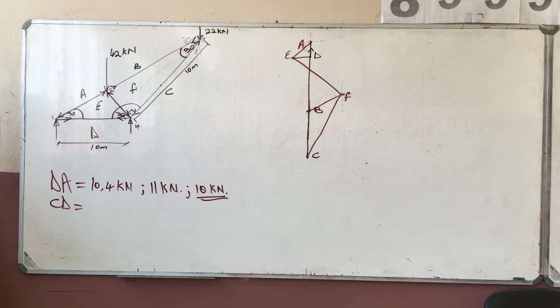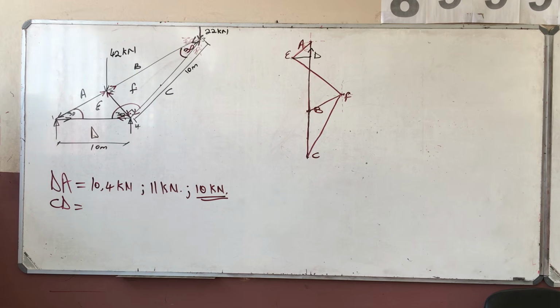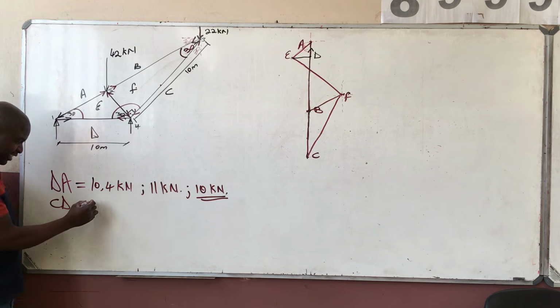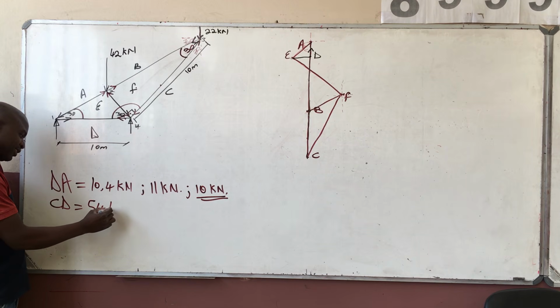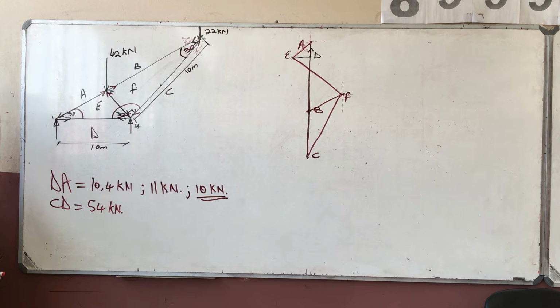64 minus 10. You need to measure. Give 54. You got exactly 54? Yes. Sure. Yeah, good. And then AE, what did you get for AE?